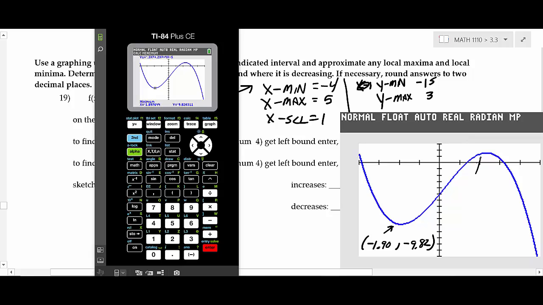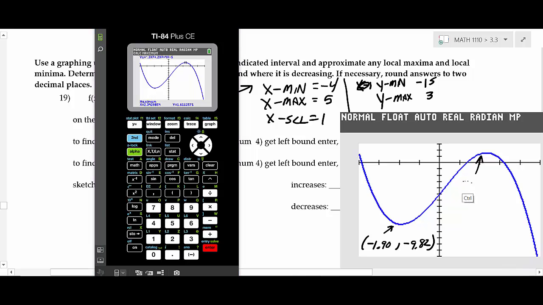Now for the maximum, the local max, you just repeat the same thing. You go second trace. This time you go option 4 to get the maximum. Then you do the same thing: you want to get a left bound. My calculator is kind of slow in doing this, so just get to the left of it somewhere. It doesn't have to be super close to it. It can even be in there. Then right bound, we just need to get a little bit to the right of it, and then we'll record what we get. You'll always know you're doing this right because it will blink on that and tell you what that point is. Press enter when it says guess.